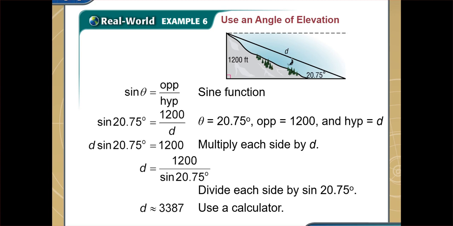Again, the angle of elevation is this angle over here, 20.75, because you are here at the foot of the mountain and you look up, so it is above your eye level.